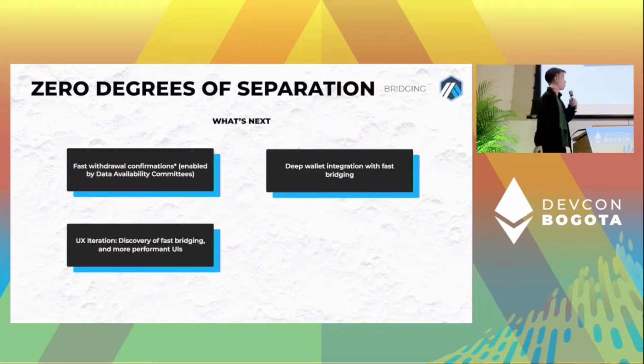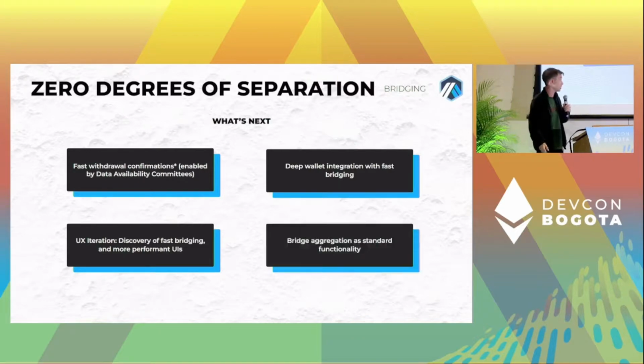Something that we've done a lot of work on is, within the bridge itself, increasing discoverability of fast bridges and making sure it's more performant, right? Not all bridges are created equal. There's lots of different options. And so doing what we can from an agnostic perspective to make sure that we provide the best UX is something that we try to do all the time.